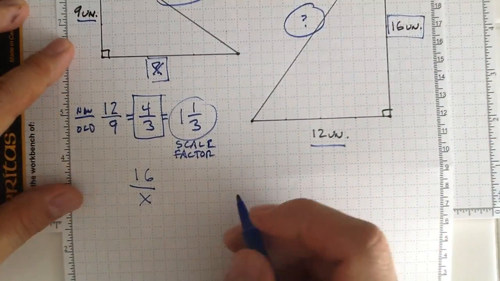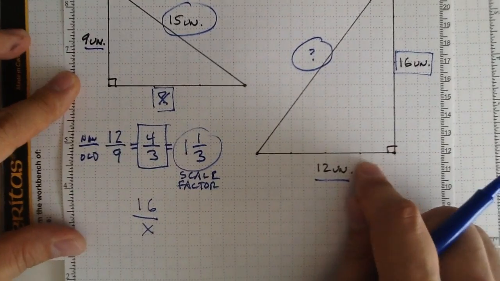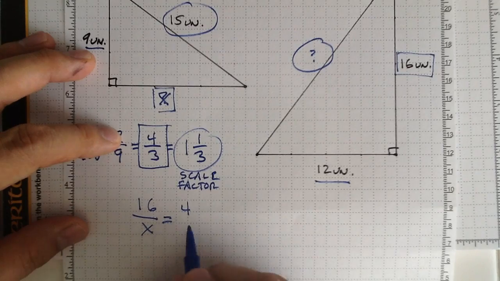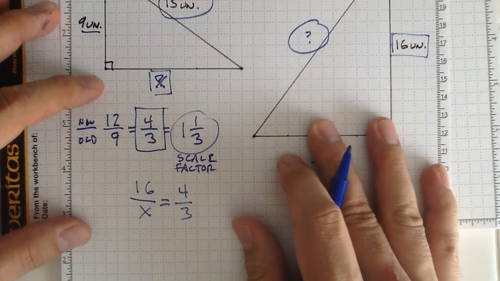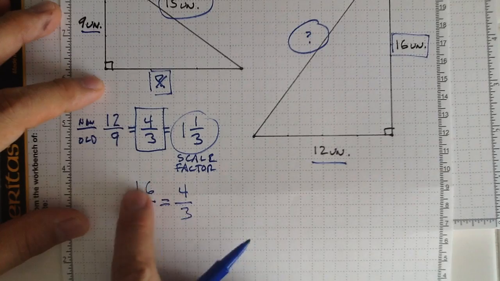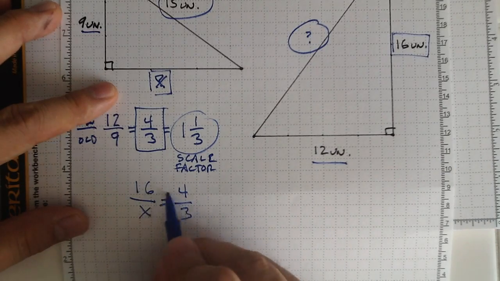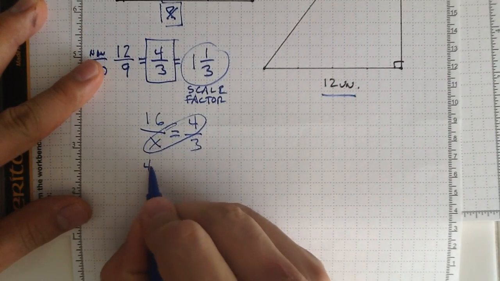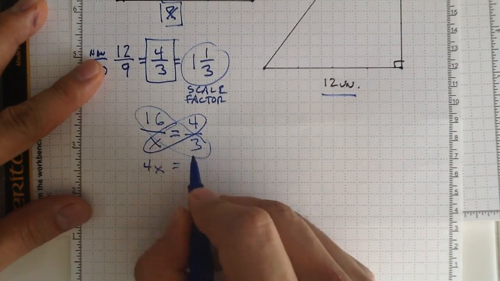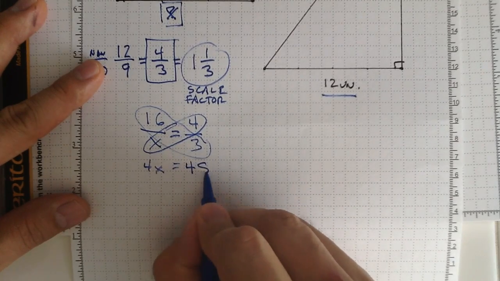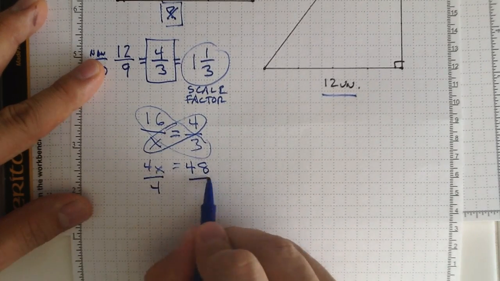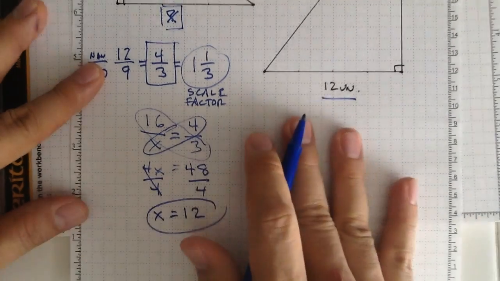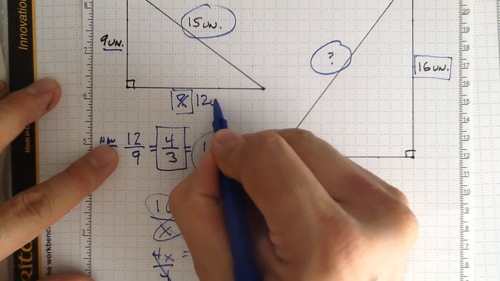And with similarity, this ratio should be the same as the ratio that we got from the other side, which is 4/3. So I can say, well, 16 over x is equal to 4/3. And these are some pretty nice compatible numbers, so you might have figured it out already. But I'm going to cross multiply to figure it out. So here I get 4x equals 16 times 3, which I believe is 48. Divide both sides by 4. x equals 12. So this side is 12 units long.